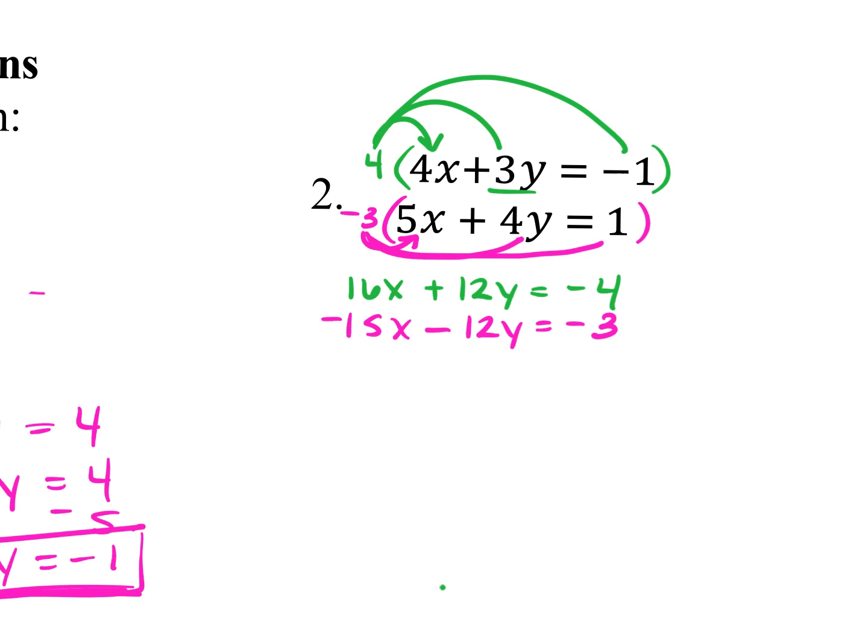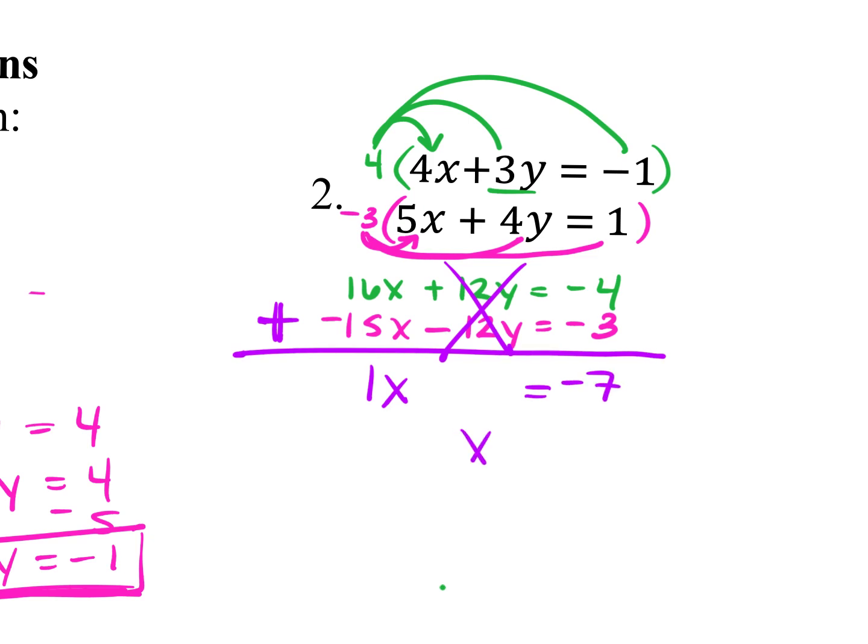Okay, so we're just going to ignore those top two equations now, because now we have this new set of equations. What do you do with them? You add them. They're opposites, so you add them, because we want the y to be 0. This is 0 when you add them together. So add everything. 16x plus a -15x is 1x, or you can just write it as x. Bring your equal sign down. -4 plus -3 is -7. So x is -7. You with me on that? Okay.